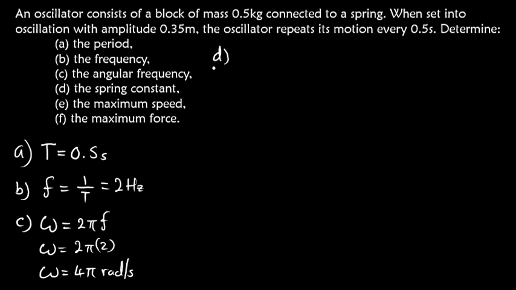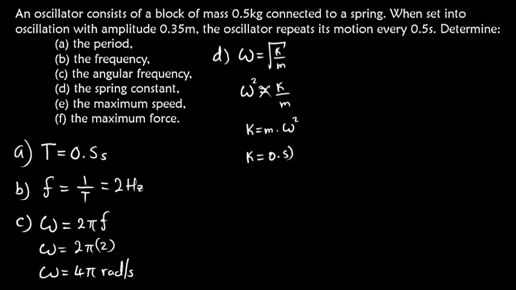Then part D is asking for the spring constant. So to find the spring constant, we use the formula omega is equal to the square root of k over m. If I square both sides, this will give us omega squared is equal to k over m. If I cross multiply, then k is equal to m times omega squared. So mass we're given as half, and omega is 4 pi.